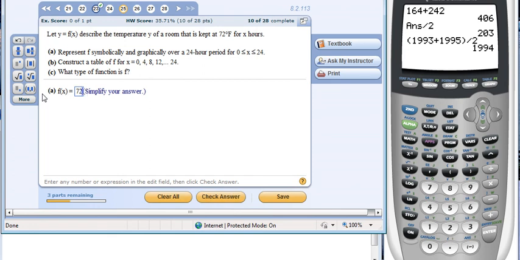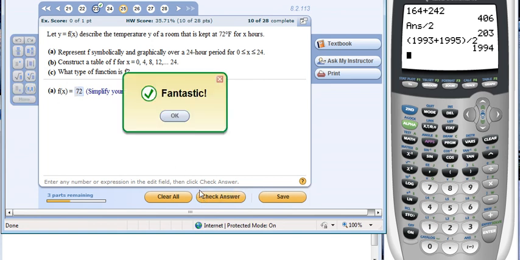We don't have a slope. Well, we do, it's 0, but we don't have the mx piece of it. Okay, so y is stuck at 72, that's our temperature.